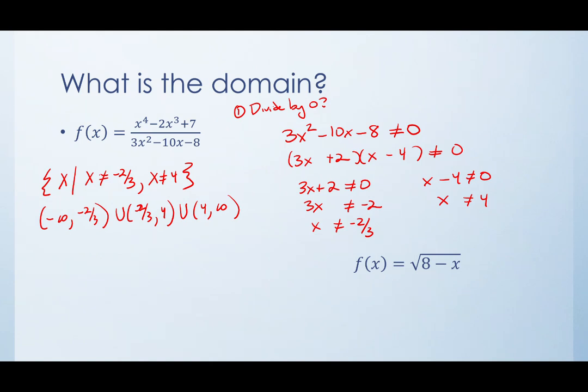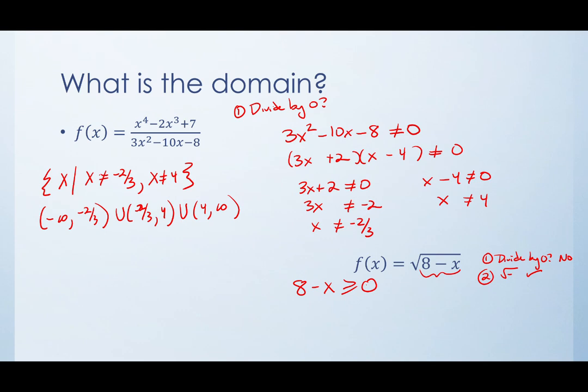For the second example, it's a little bit easier, right? We don't have to worry about dividing by 0. So we're just going to remind ourselves we need to check for that. So there's no x's in the denominator. Don't need to worry about it. We do need to worry about a negative under the square root. So what we're going to do is we're going to take what's under the radical, 8 minus x, and say I need that to be greater than or equal to 0.